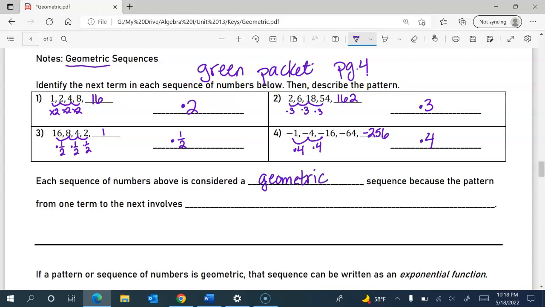Each sequence of numbers above is considered a geometric sequence, and that's because the pattern from one term to the next involves multiplying. Yesterday we were adding and subtracting. Today we're multiplying by the same amount.